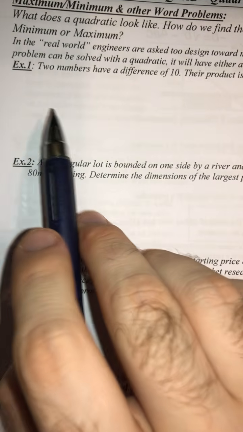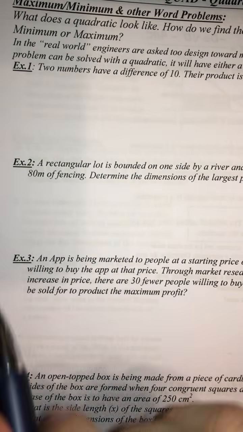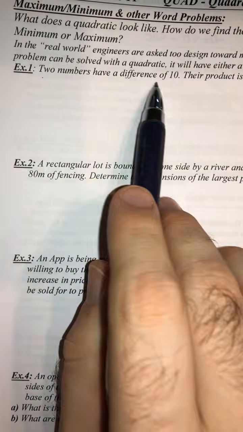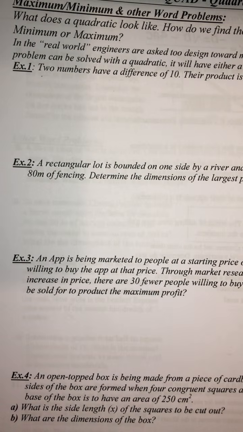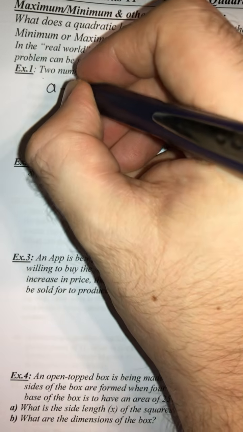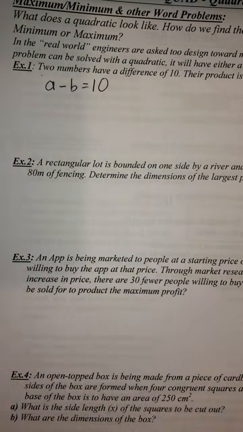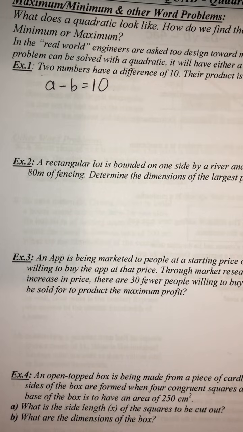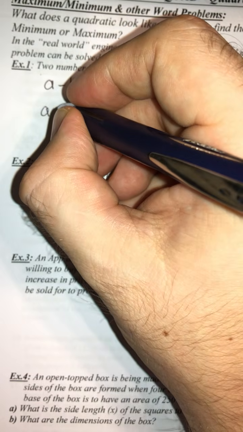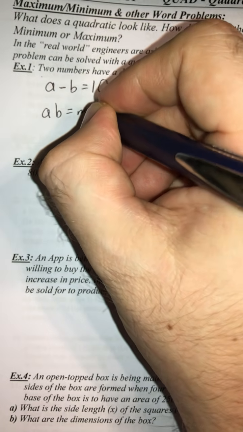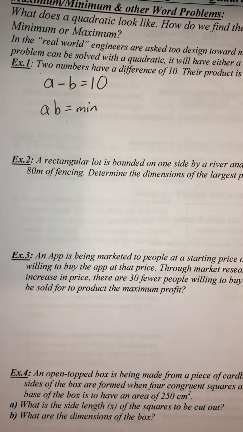To start this off, we need to look at what are the 2 equations I'm going to deal with. First of all, I've got 2 numbers that have a difference of 10. It doesn't matter what we call these 2 numbers, we can pick whatever we like. So let's just pick A and B. So A minus B equals 10. There's the first equation. And then we've got that their product is a minimum. So A times B is going to equal a minimum. This is where my vertex is going to be, at that minimum point.